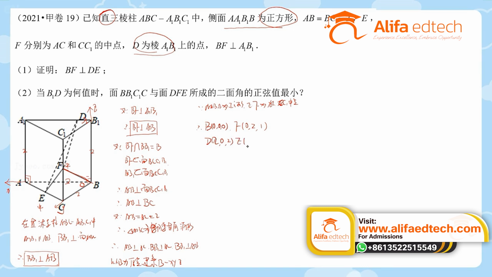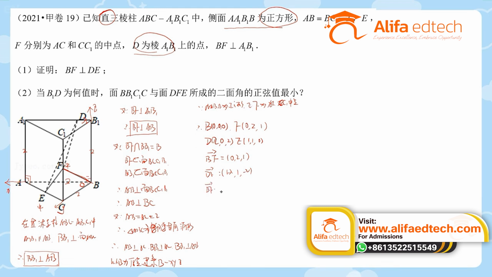Next, for the coordinates of point E, since E is the midpoint of AC, if we drop perpendiculars to the x and y axes, it's right in the middle, so it's 1, 1, 0. From this, we can find vector BF. Vector BF is exactly equal to 0, 2, 1. At the same time, vector DE or ED can also be found. Vector DE is 1 minus lambda, 1 minus 0, then 0 minus 2 is negative 2.